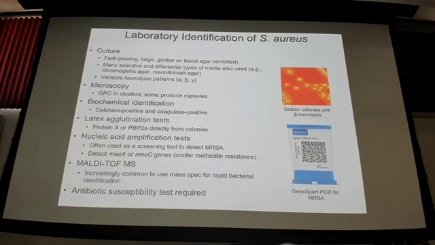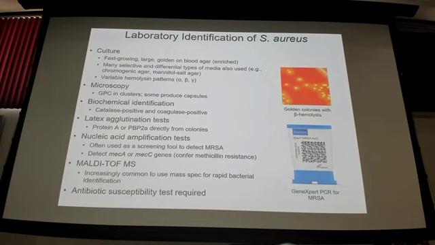Microscopy we've talked about before. Some of those Staph aureus isolates or strains will produce capsules, some of them don't, but usually the more virulent ones do. We talked about the biochemical identification, catalase positive, coagulase positive. But latex agglutination tests we haven't talked about a whole lot.